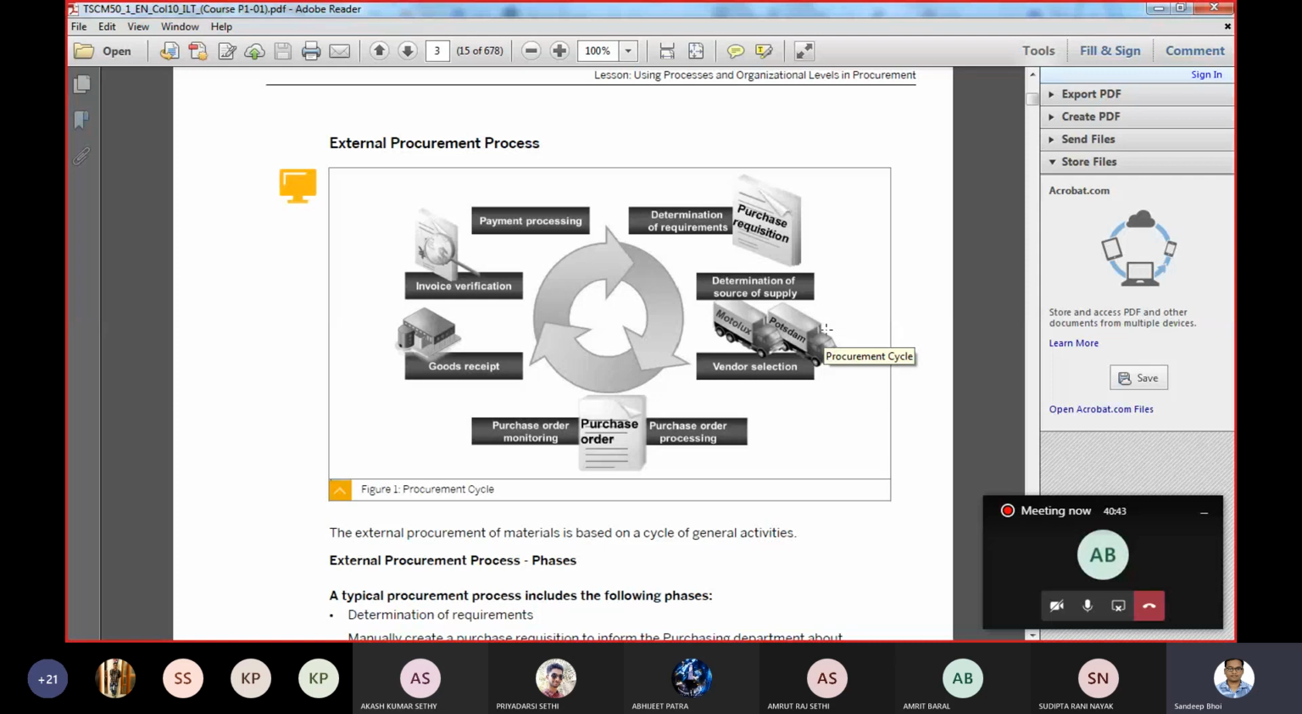How to create these purchase requisitions, how to create that request for quotation, how to create the quotation, or how to select that quotation. Quotation will be sent by the vendor to whom?